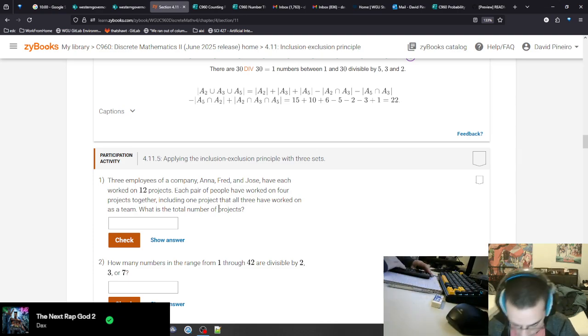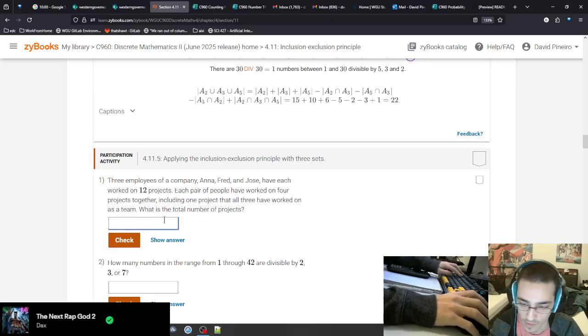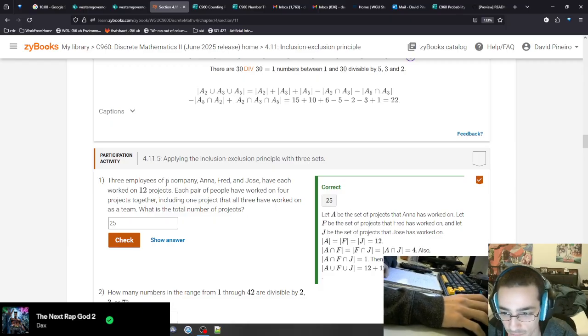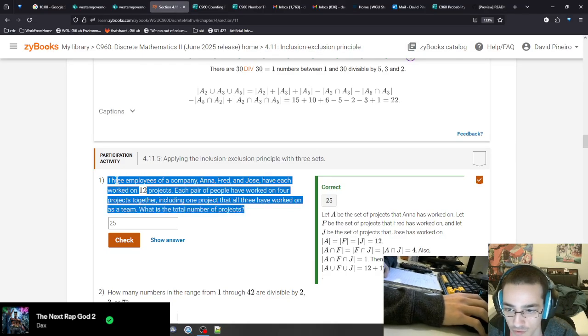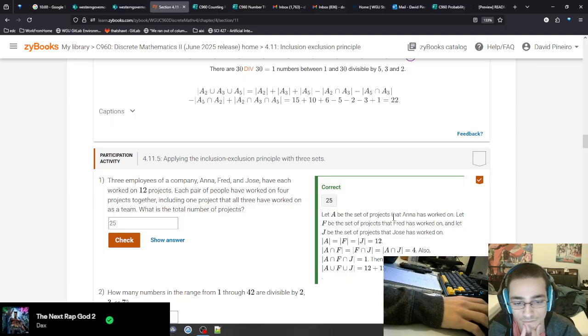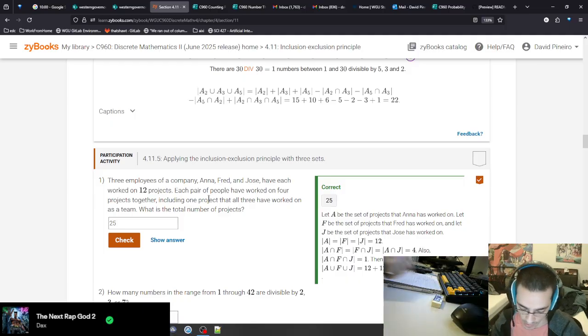I guess I'm just gonna type it in the calculator and see what I get. I got 25. That's crazy. If this question wasn't on this homework assignment, I would not have known to use the formula. Not gonna lie. Because the set of projects, that kind of makes sense actually.